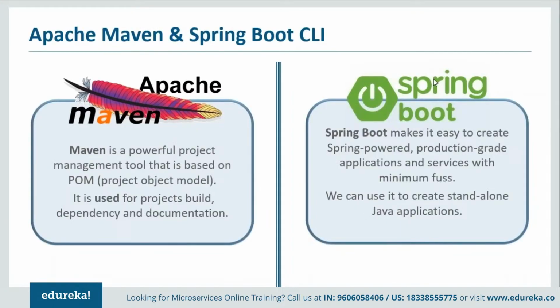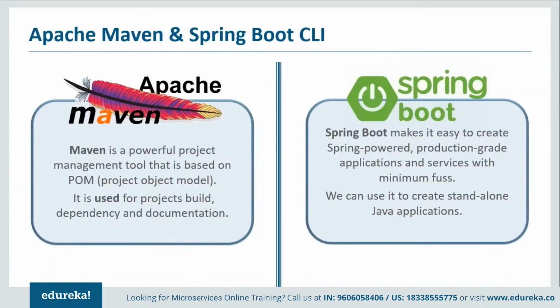Now let me show you the second approach, that is by using Spring Boot CLI and Apache Maven. But before that, let me brief you a little bit about Maven and Spring Boot. Maven is a powerful project management tool that is based on project object model. It is basically used for project build, dependencies, and documentation. Coming to Spring Boot CLI, Spring Boot makes it easy to create Spring-powered production-grade applications and services.